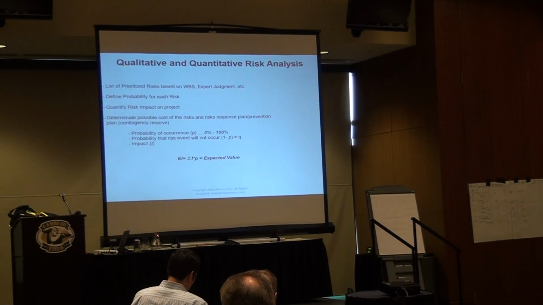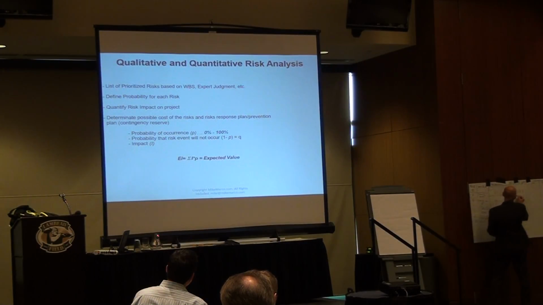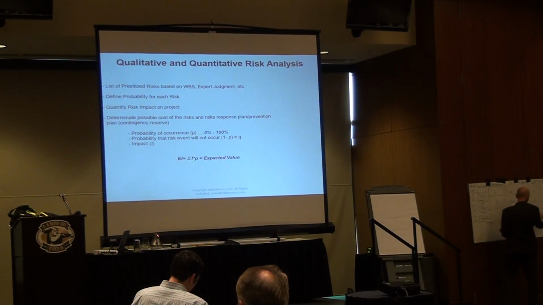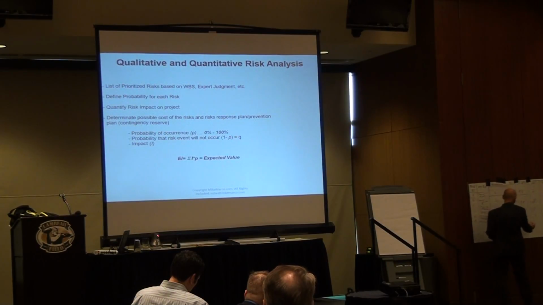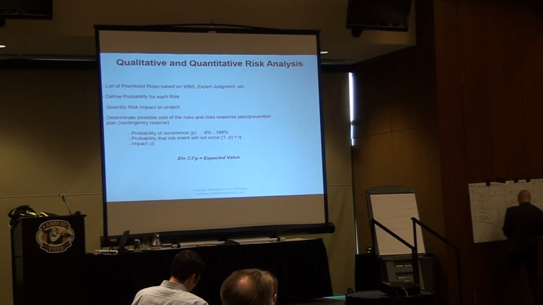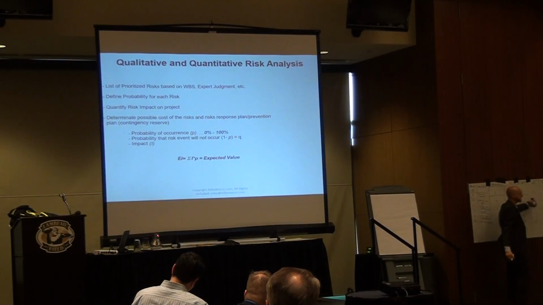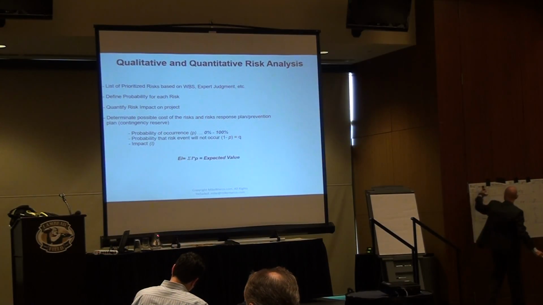Okay? And now we are talking about probability times impact, which is called expected value of the risk. Probability times impact. 20% of 10 days impact is 2 days. 40% of 10 days impact is 8 days. 60% of 10 days impact is 6 days. 80% of 5 days impact is 4 days. And 50% of 10 days impact is 5 days. These are expected values of your risks.